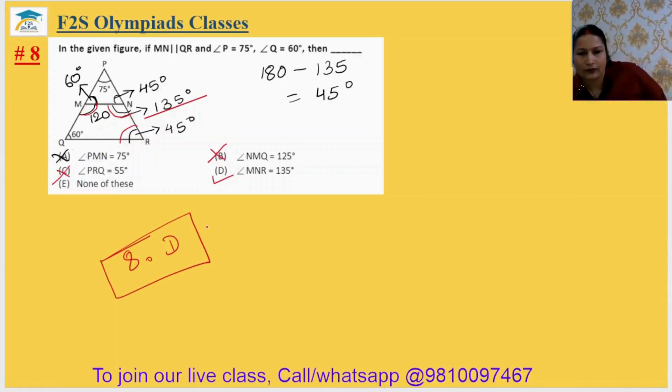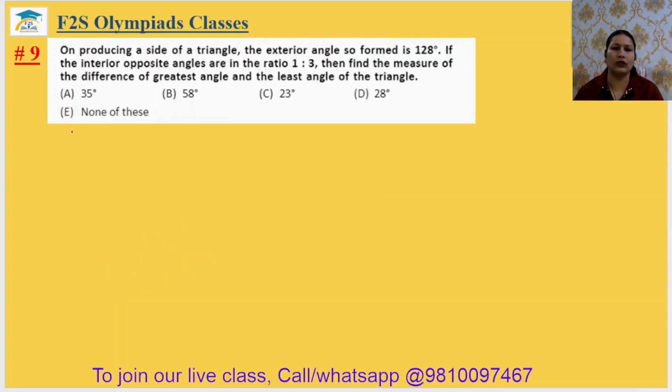Okay. Now come to the question number 9. On producing a side of a triangle, the exterior angle so formed is 128 degree. If the interior opposite angles are in the ratio 1:3, then find the measure of the difference between the greatest and least angle of the triangle. So first make a triangle.